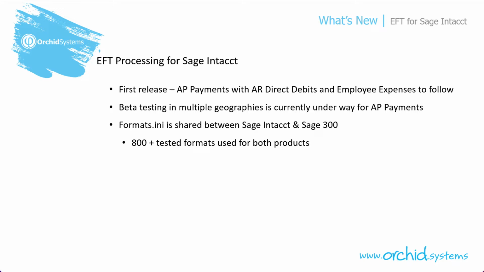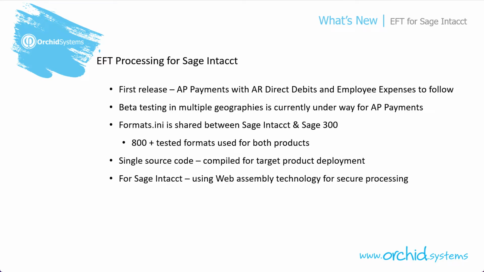The formats.ini is shared between Sage Intacct and Sage 300. So this means that our over 800 tested formats are used for both products. And we're using single source code, which is compiled for the target product deployments. The formatting engine is the same between Sage 300 and Sage Intacct, and it's just compiled for the appropriate environment. For Sage Intacct, we're using WebAssembly technology for secure processing on your Sage Intacct client, so data is not transferred between servers, and our deployment is fully integrated with Sage Intacct.